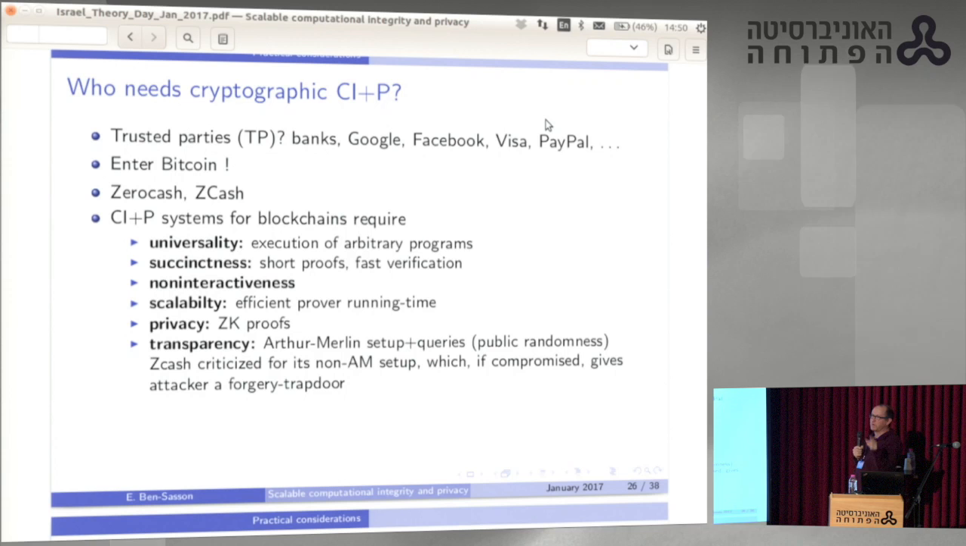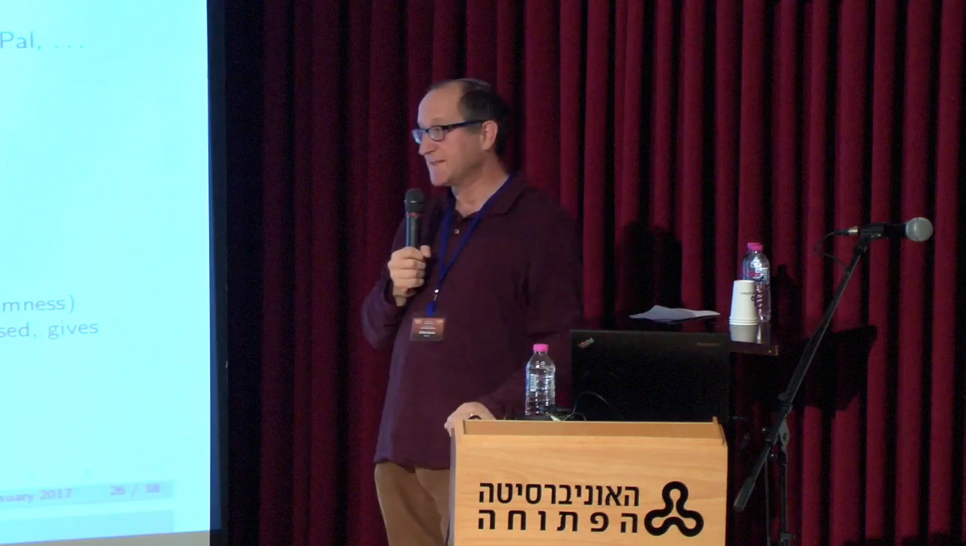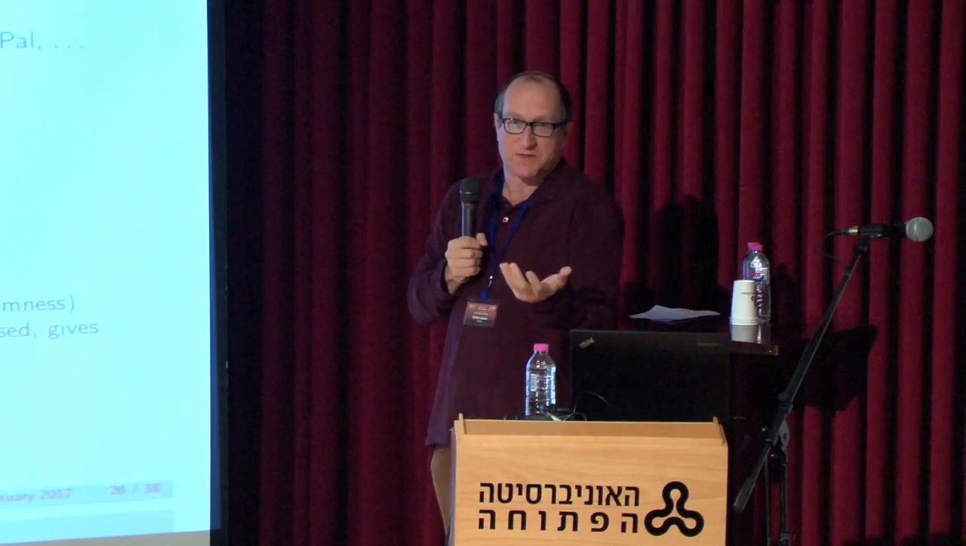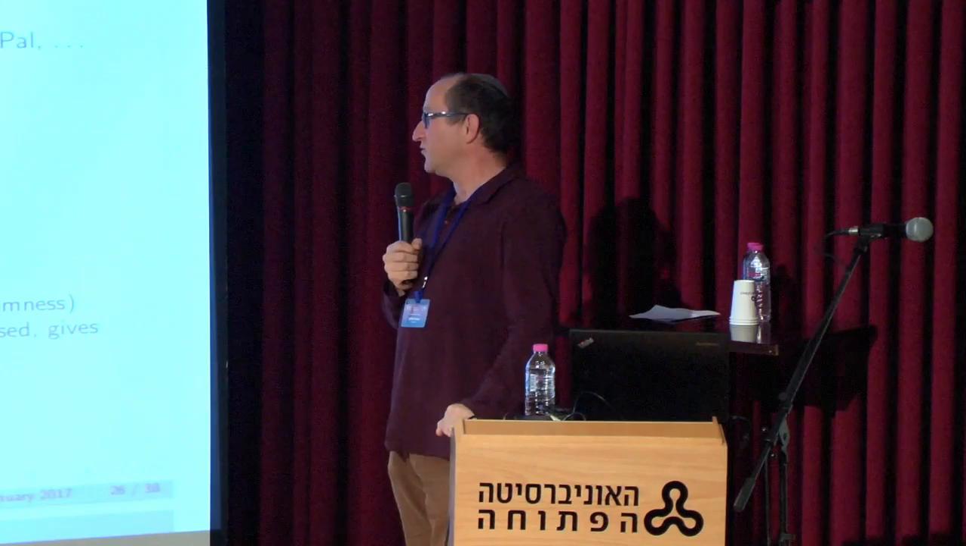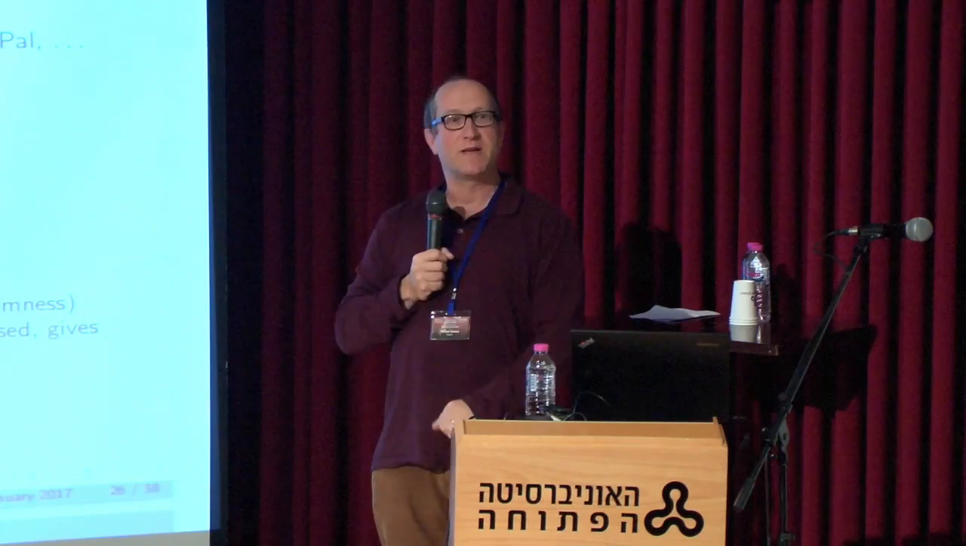Non-interactiveness is important to prevent various attacks or blocking off interactions in the middle. Scalability is, of course, the biggest bottleneck, because you want people to be able to run transactions eventually on their smartphones within a second. Privacy is very important, and transparency is also important. So you want to deploy these systems in a way that the public can easily trust and not have any qualms about.